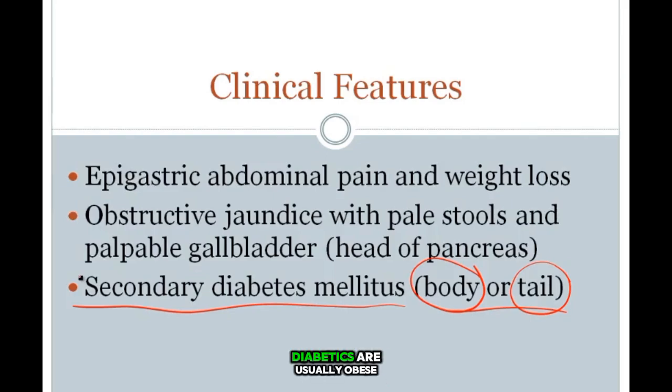Remember that type 2 diabetics are usually obese, and type 2 diabetics normally present in middle age, for example, the age of 40 or 45. And so if you have this thin elderly female on a board exam that all of a sudden presents with diabetes, think about pancreatic carcinoma as an important possibility, and that's particularly high yield for examination purposes.